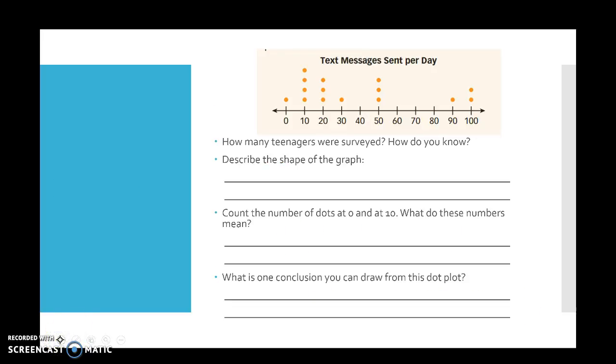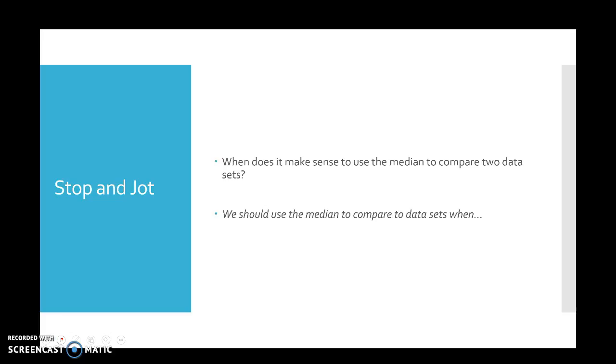Okay. So here's the dot plot. I already wrote the information on the last slide for you. So you should have already been able to fill all these in. Sorry, I forgot I put the picture here. Okay, so stop and jot. So this is on your notes. So when does it make sense to use the median to compare two data sets? So I want you to think about it and go ahead and answer the question.